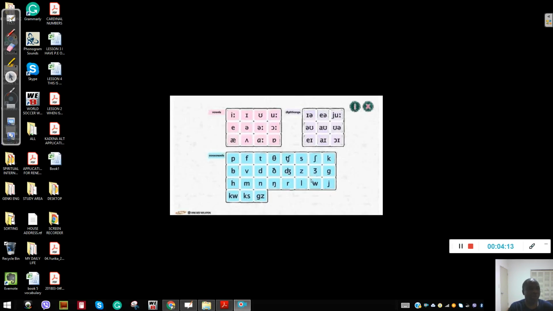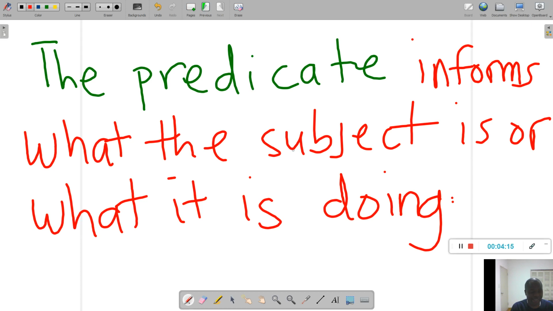Let's continue. We gave two distinct meanings of predicate. Number one, the predicate informs what the subject is or what it is doing. So either it informs about the subject or about what the subject is doing. Remember that with predicates, we are not referring to one word. We are looking at the whole phrase after the verb. The whole phrase together with the verb becomes the predicate. The predicate is a phrase that contains a verb.